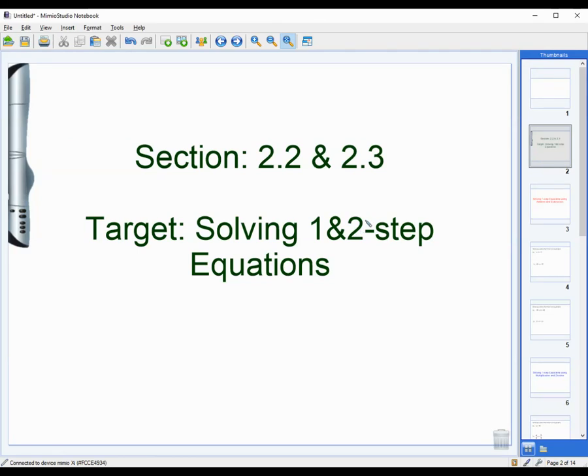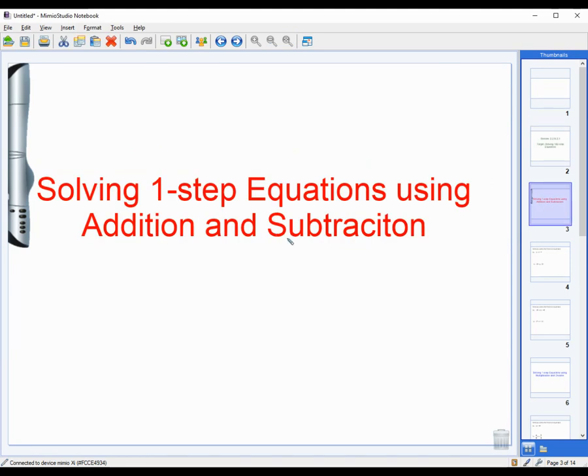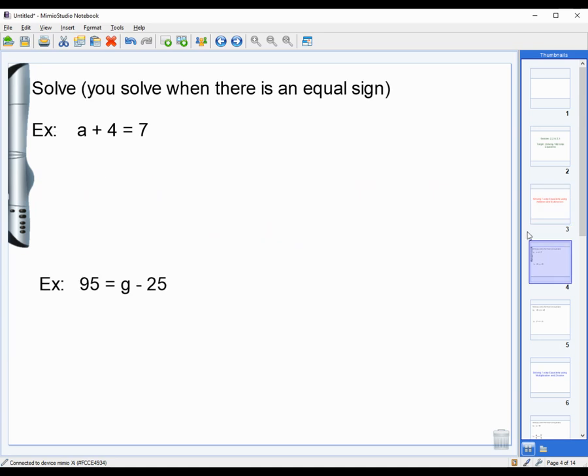All right, guys, let's go ahead and get into this first lesson here on solving one and two-step equations. First off, solving one-step equations using addition and subtraction. Let's go ahead and take a look at some of these examples here. So first one we have is a plus 4 is equal to 7.